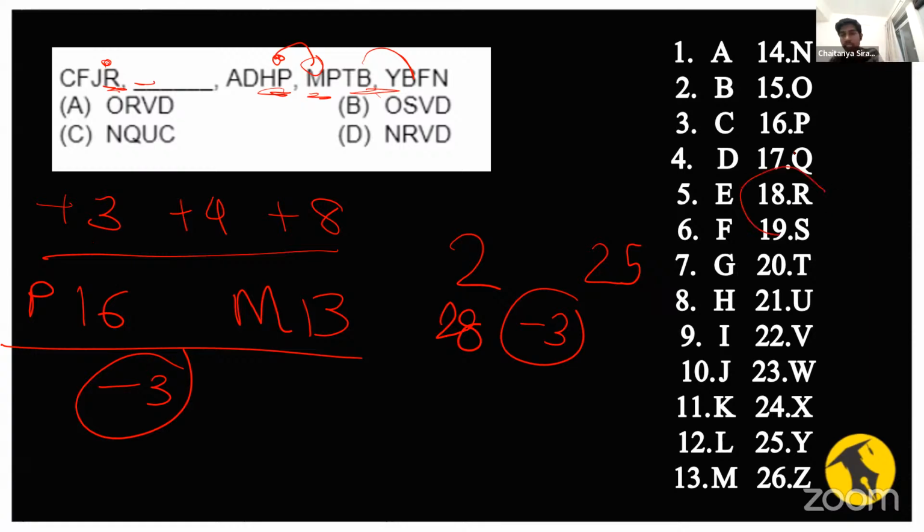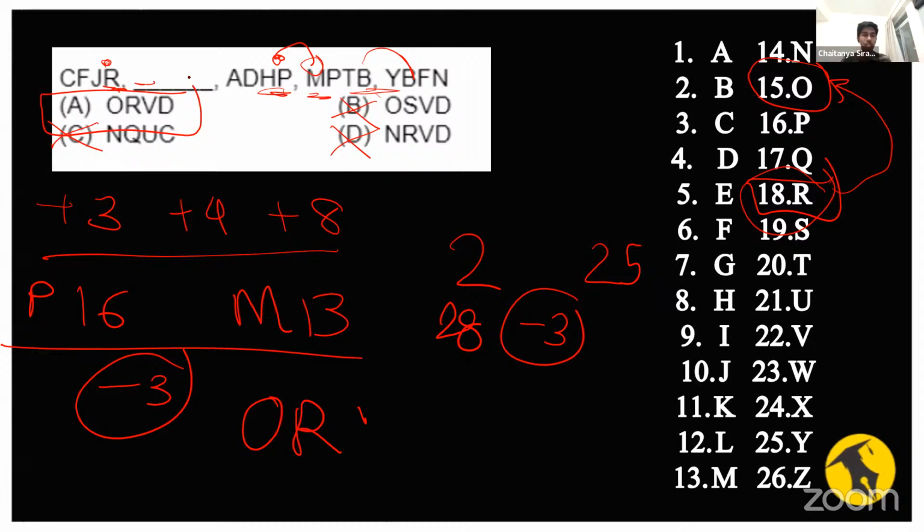So R is how much? 18. 18 minus 3 will give me O. So my answer should start with an O. So option C and option D are eliminated. I'll do plus 3. O plus 3 will give me R. So it should be OR. And since option B is also eliminated, you can say option A is your correct answer. All right.